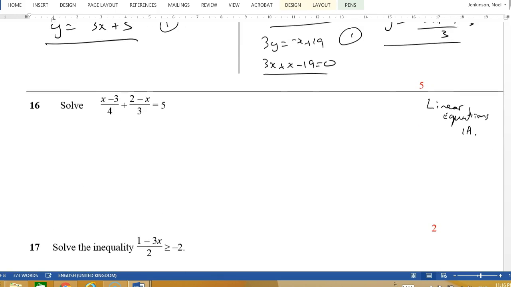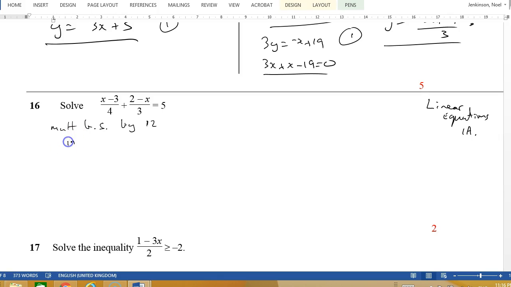Last question is some linear equation work. We've got to solve. We've got to get x by itself to solve this. I'm not going to multiply both sides by 4 or by 3. I'm going to multiply by the lowest common multiple of 4 and 3, which is 12. So I'm going to multiply both sides by 12. That will have the effect of getting the 4 and 3 up to the top.